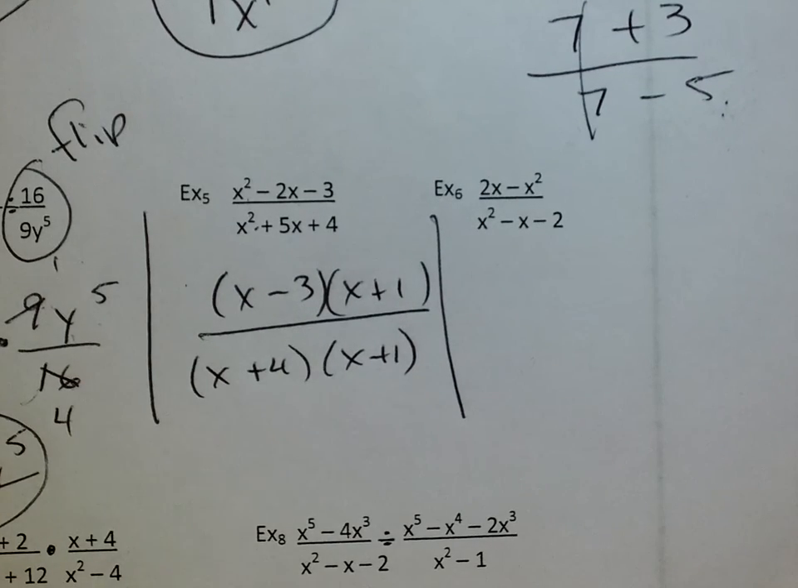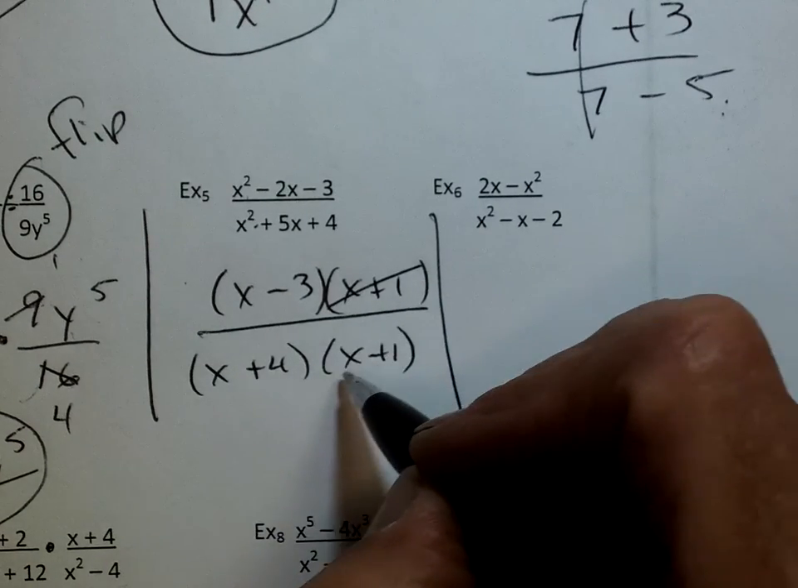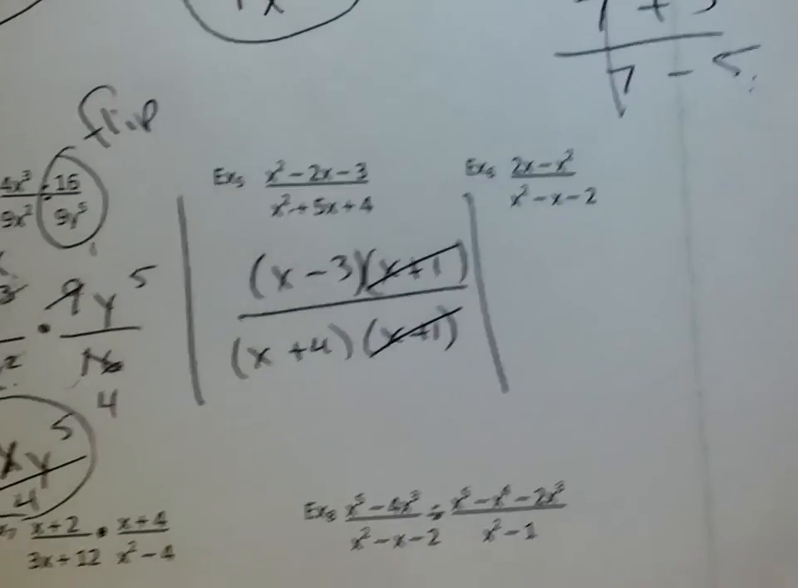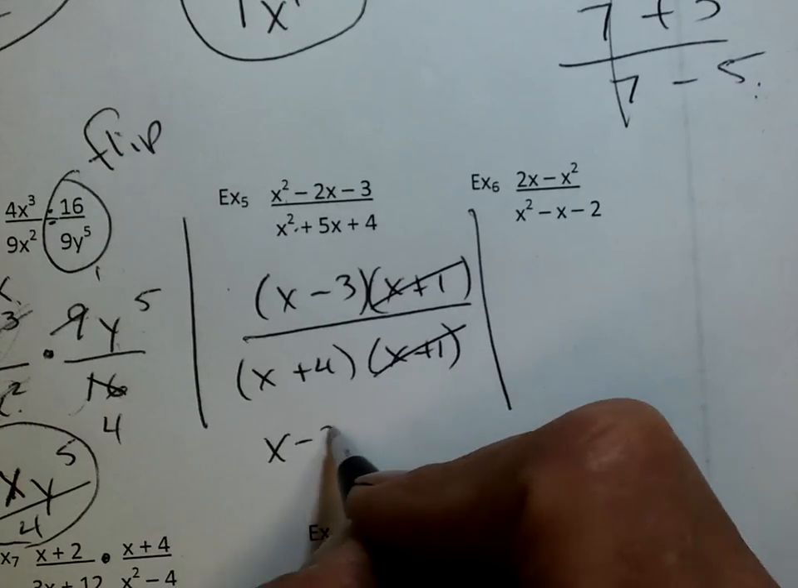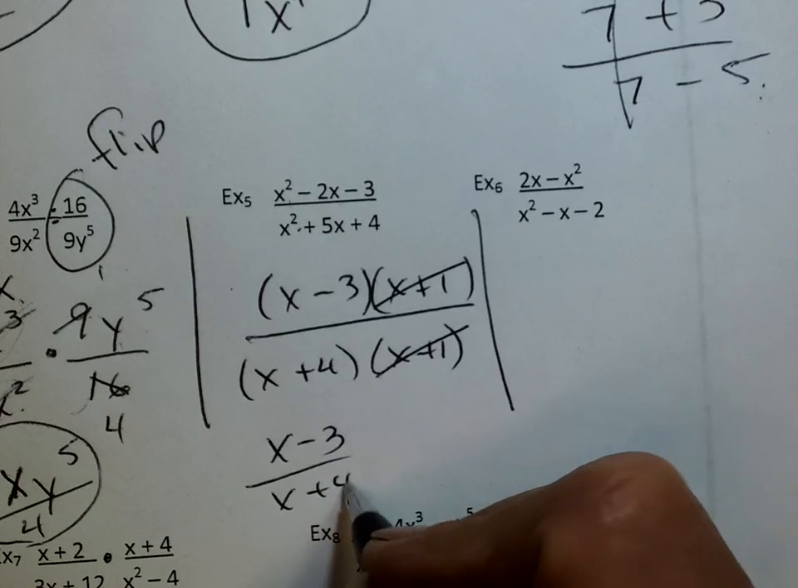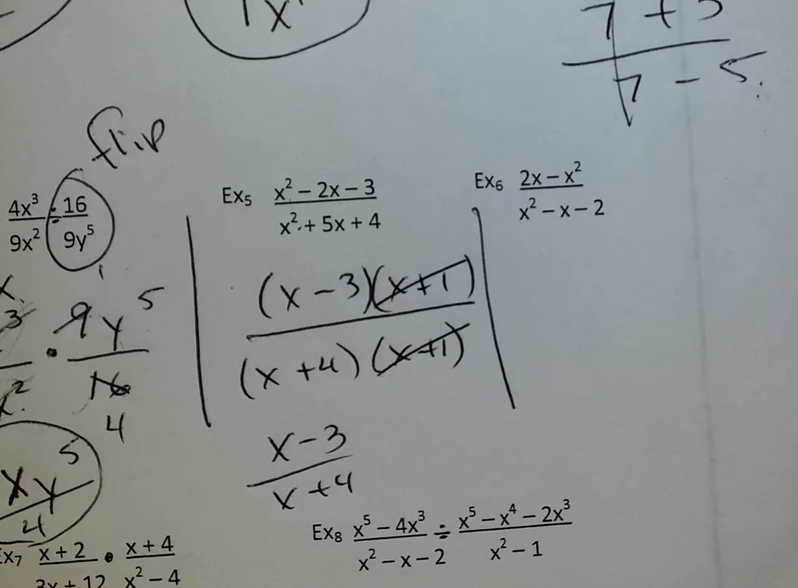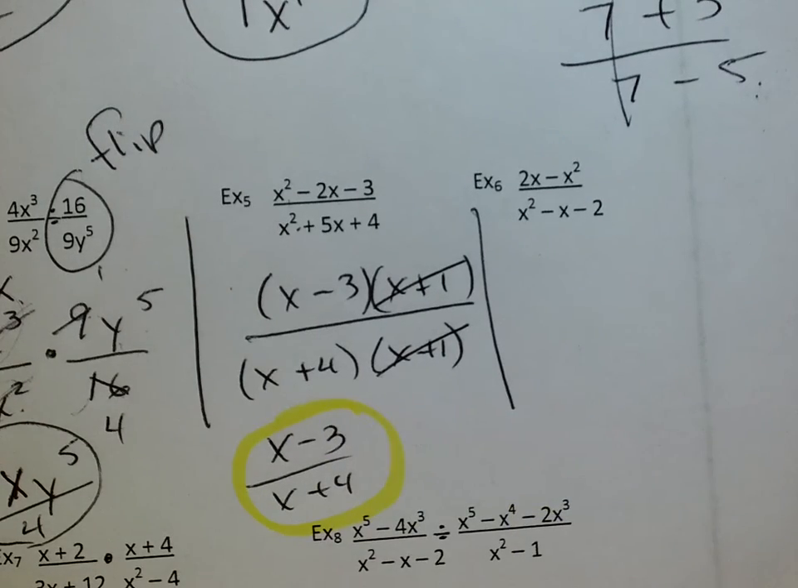Now, because they are multiplied, you can cancel. What am I going to cancel? My x plus 1 with my x plus 1. And my answer is x minus 3 over x plus 4. Okay? There is my answer. What do you think? These aren't so bad. If you can factor, you're going to be good to go.